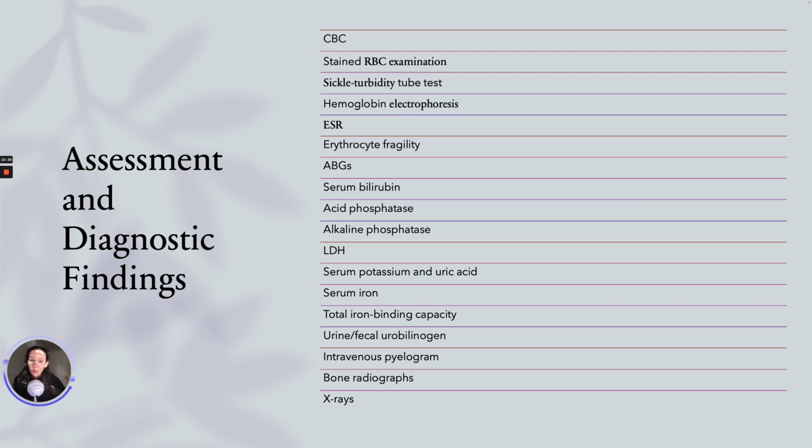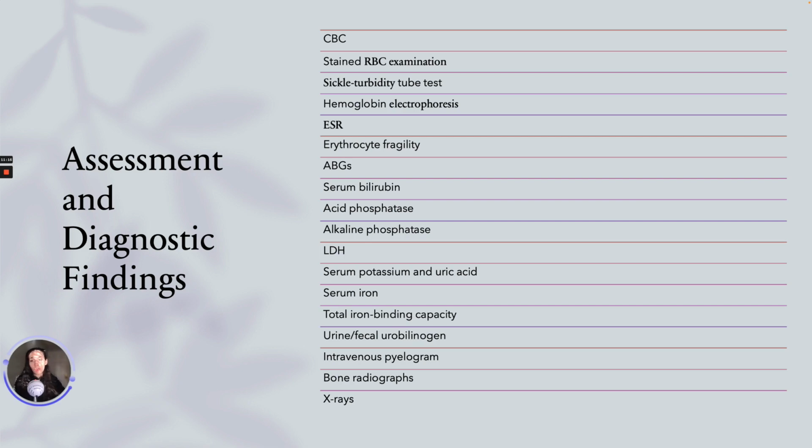We can look at LDH, which is usually elevated. Serum potassium and uric acid are usually elevated during a vaso-occlusive crisis. We can look at serum iron, which may be elevated or normal. We can also look at total iron binding capacity, which is usually normal, sometimes decreased. We can look at urine and fecal urobilinogen, which is usually increased, indicating red blood cell destruction. An intravenous pyelogram may be done to evaluate kidney damage. They may also do bone radiographs, which can demonstrate skeletal changes, and they may use x-rays to indicate bone thinning or osteoporosis.